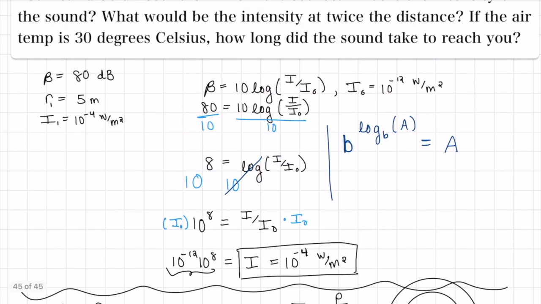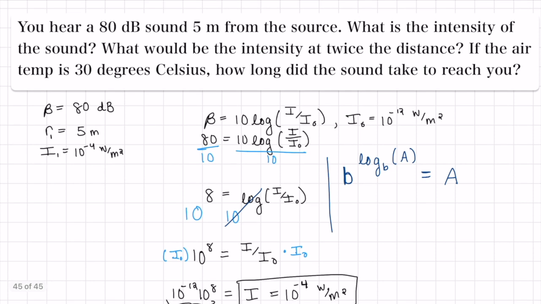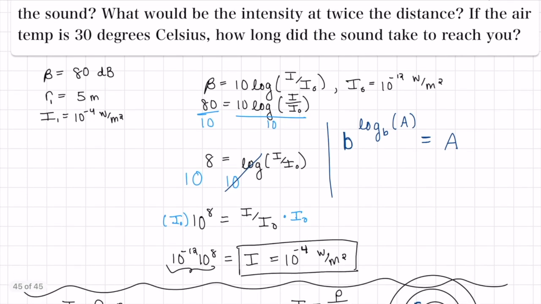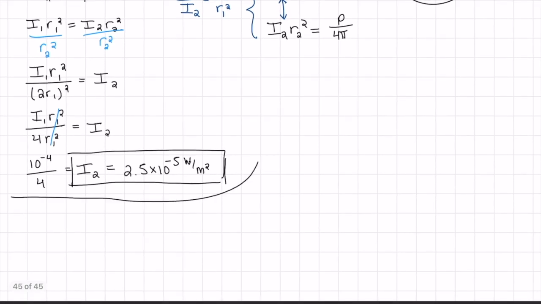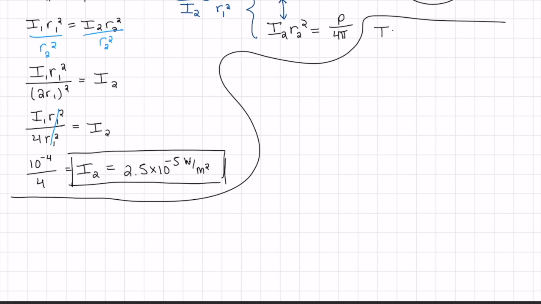Okay, and is there one more part to this? Oh yeah, if the air temp is 30 degrees Celsius, how long would the sound take to reach you? So I'm just going to do this. Temperature is 30 degrees Celsius. We're assuming that we're still at that 5-meter distance. So I'm just going to rewrite that here.